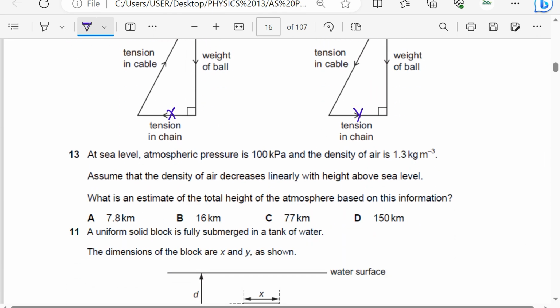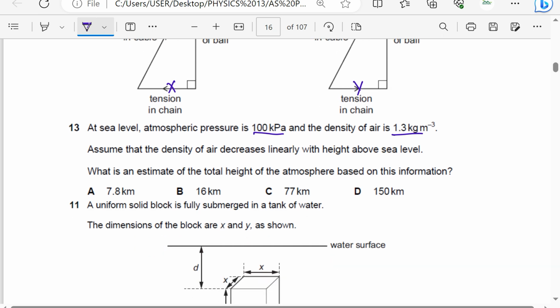At sea level, atmospheric pressure is 100 kilopascals and density is 1.3 kilograms per meter cubed. That is at sea level. Assume that the density of air decreases linearly with height above sea level. If it decreases linearly, we can get the average. What is an estimate of the total height of the atmosphere based on this information? If the density decreases linearly, then the average density is going to be 1.3 plus 0 divided by 2.